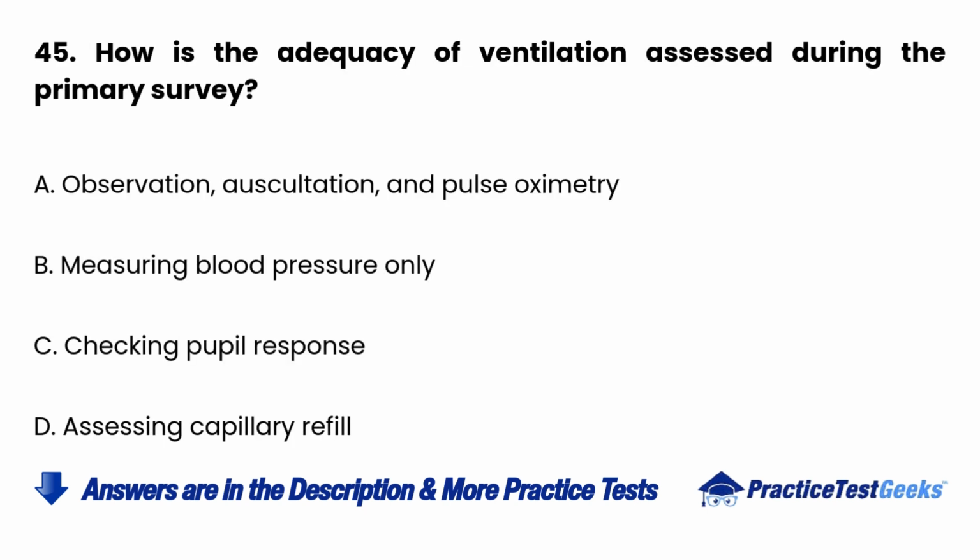45. How is the adequacy of ventilation assessed during the primary survey? A. Observation, auscultation, and pulse oximetry. B. Measuring blood pressure only. C. Checking pupil response. D. Assessing capillary refill.